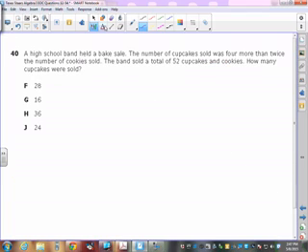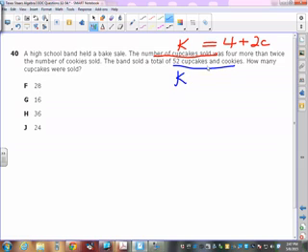Okay, looks like we've got a system in this problem. It says the number of cupcakes, I'm going to let K stand for the number of cupcakes, was 4 more than twice the number of cookies. I'll let C stand for cookies. This next sentence tells us that 52 total were sold. So the number of cupcakes, K, plus the number of cookies sold, C, was equal to 52.